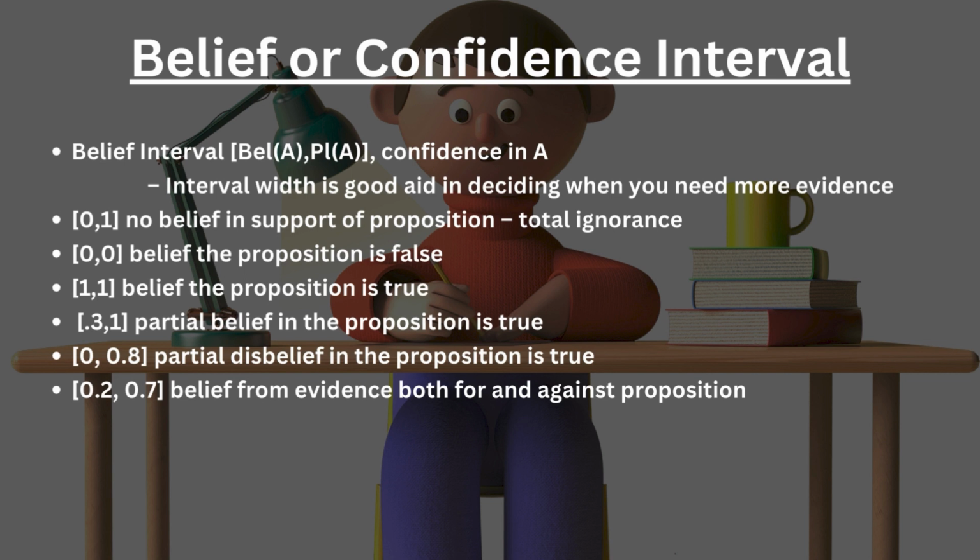If the belief interval is 0.3 to 1, it means we have a partial belief that the proposition is true. The lower limit 0.3 suggests some uncertainty, but we are confident to some extent. The belief interval 0 to 0.8 means we have partial disbelief in the proposition. We are not entirely convinced it is false, but there is some doubt. And the belief interval 0.2 to 0.7 means our belief is influenced by evidence both for and against the proposition. There is a balance of evidence leading to a range of uncertainty.